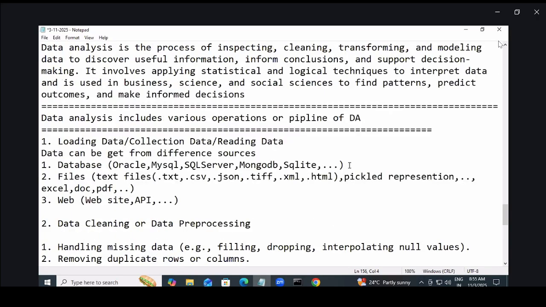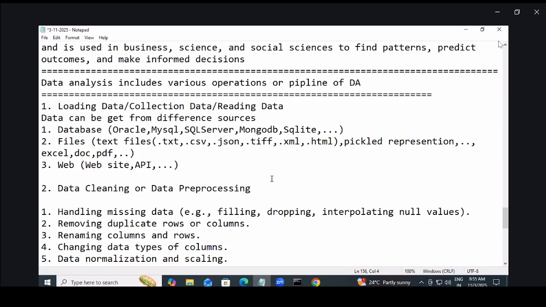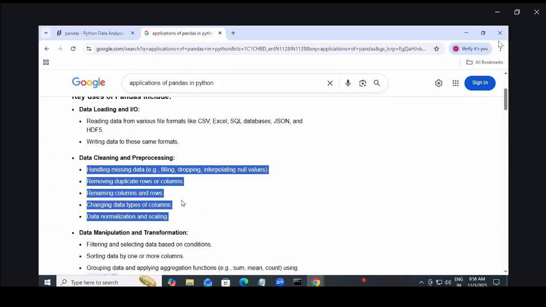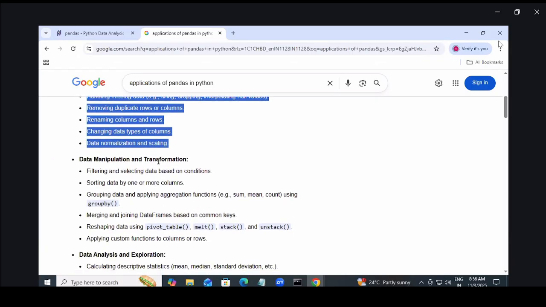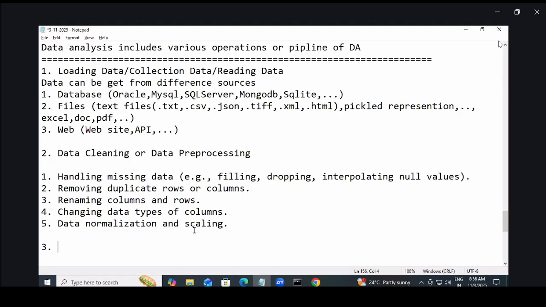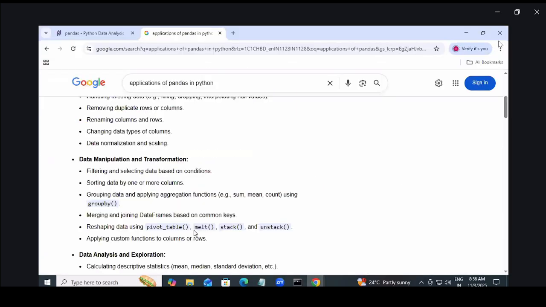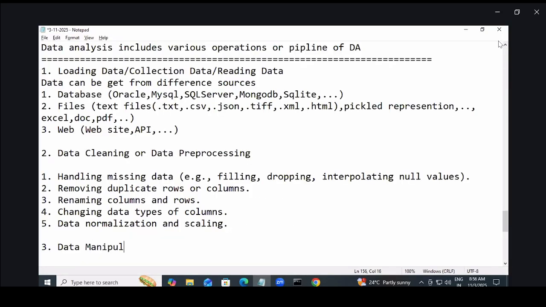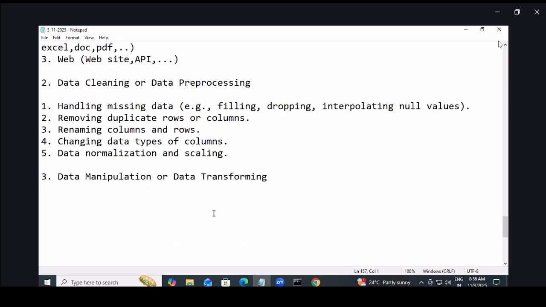After cleaning the data, the next step is data transformation, where you apply some operations. That is data manipulation or data transformation, right? What is the next one? Data manipulation. It is called data manipulation or data transforming. For example, you want to apply some statistical operations on collected samples. It's nothing but data manipulation or data transformation.